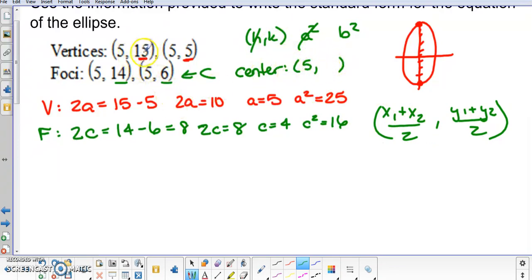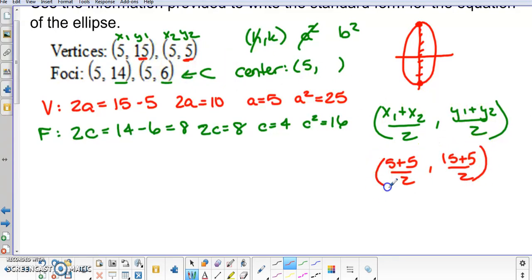So I'm going to take my vertices and say, this is going to be my y1 and this is my y2. Here's my x1 and here's my x2. If I plug that information into this equation, I would have 5 plus 5 divided by 2, and 15 plus 5 divided by 2. 5 plus 5 is 10. 10 divided by 2 is 5. 15 plus 5 is 20. 20 divided by 2 is 10. So there's my center, 5 and 10.